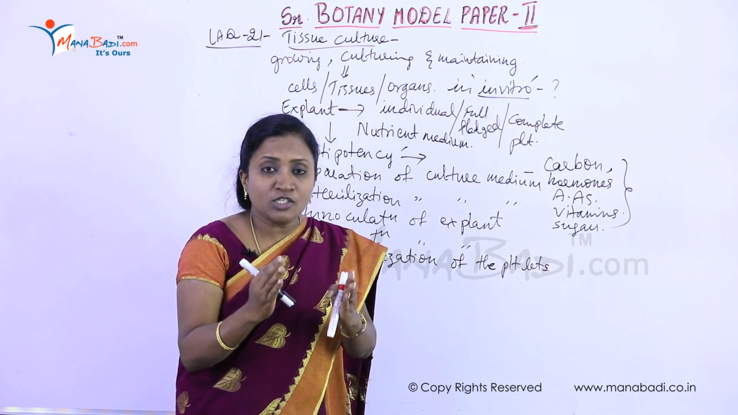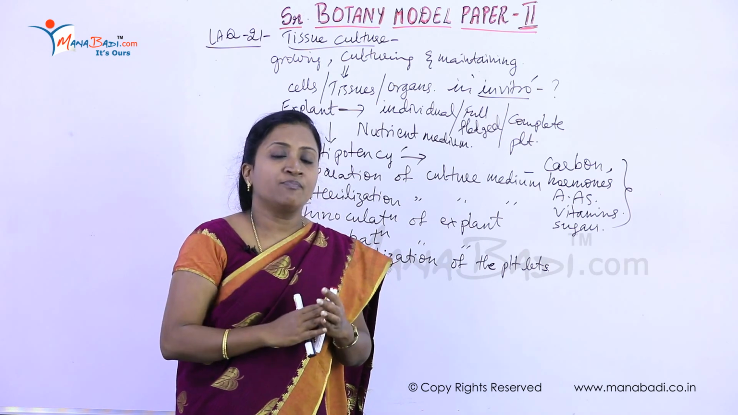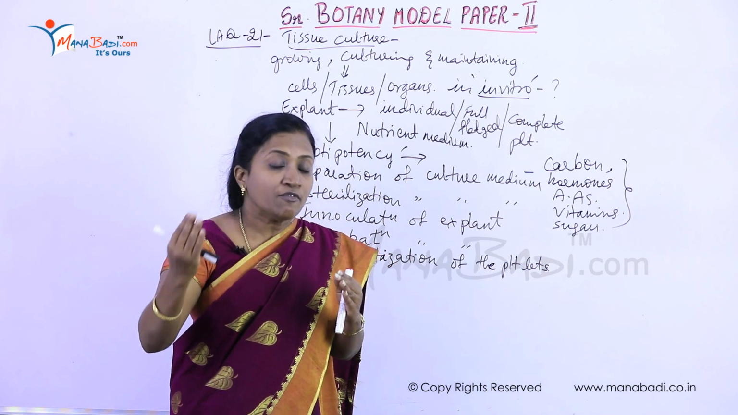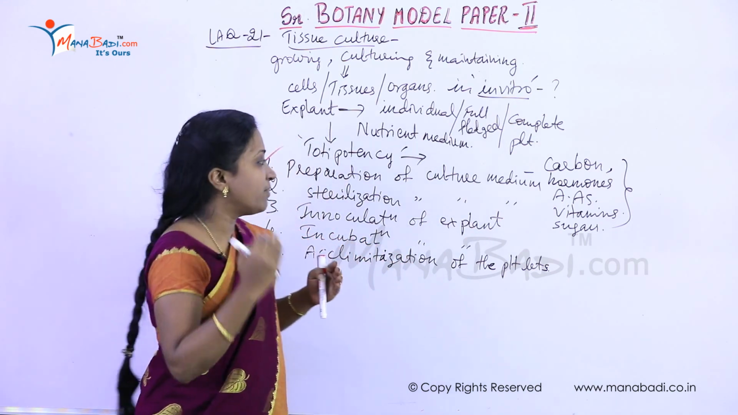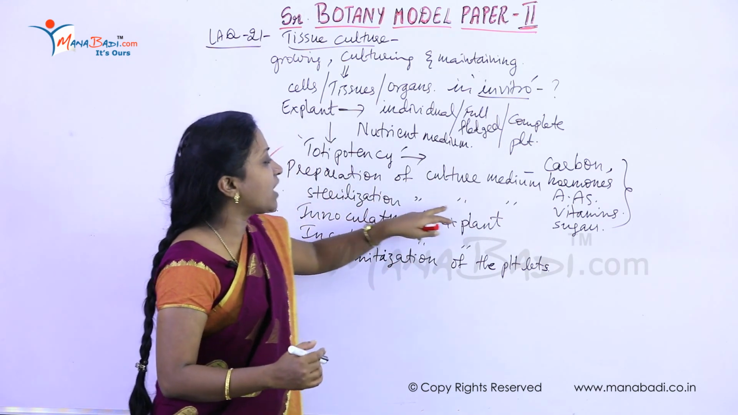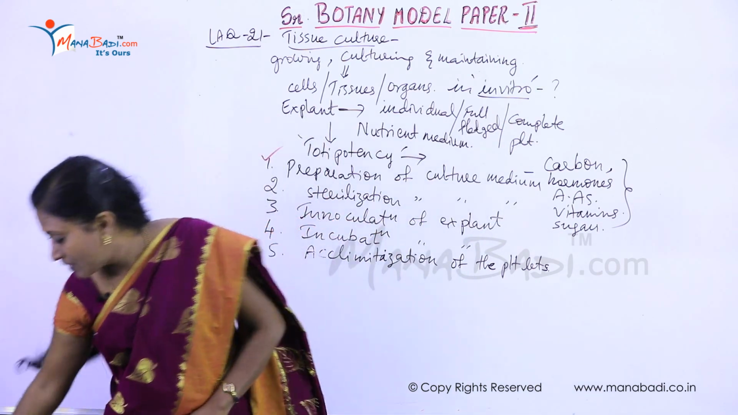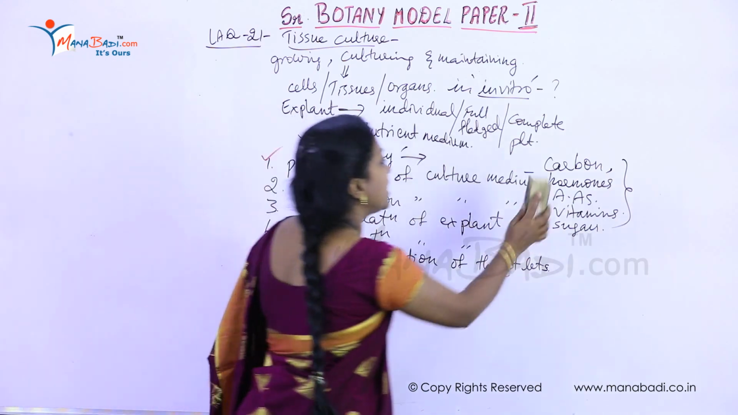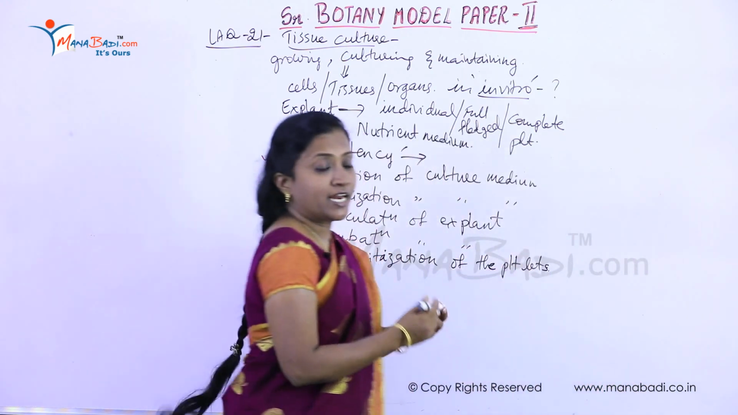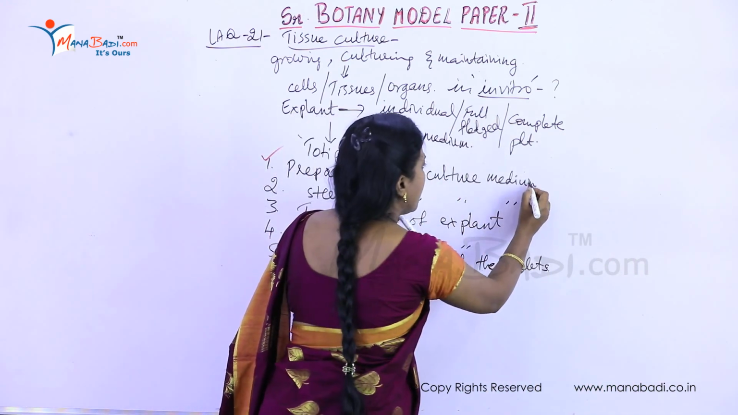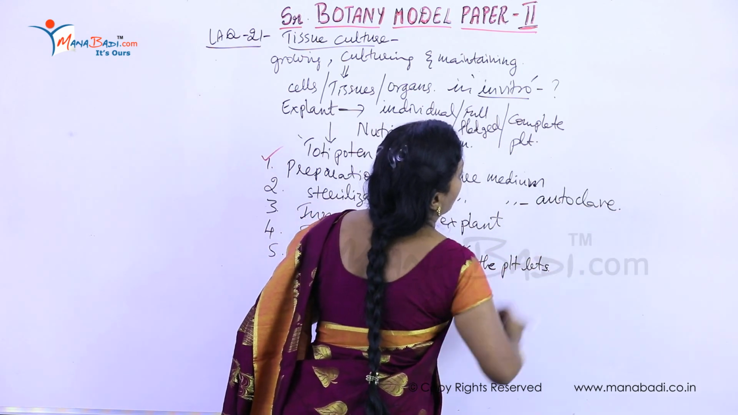So in order to kill the microorganisms which have already invaded, or to prevent the invasion of microorganisms growing upon this nutrient medium, the culture medium has to be sterilized. This sterilization step is done. Sterilization of the culture medium is done in an autoclave.